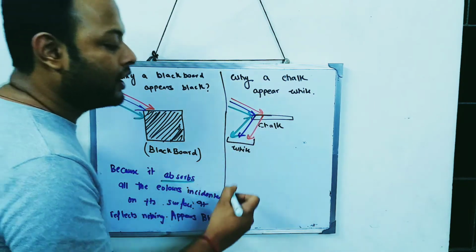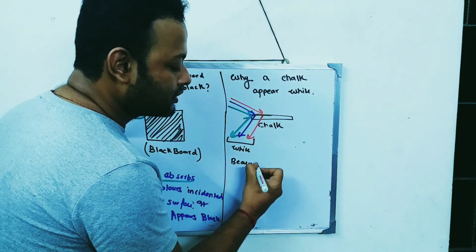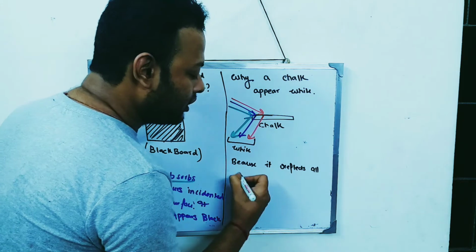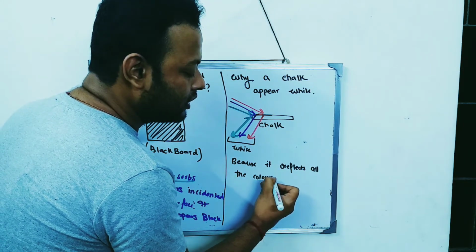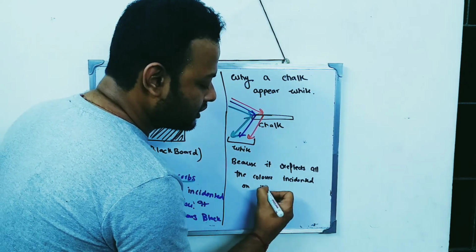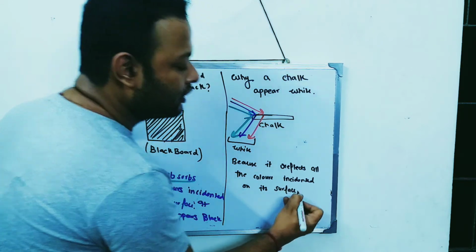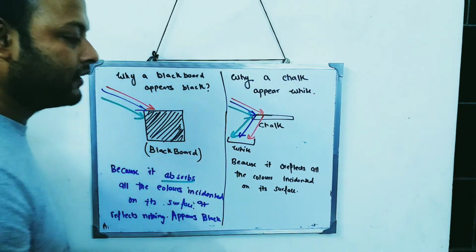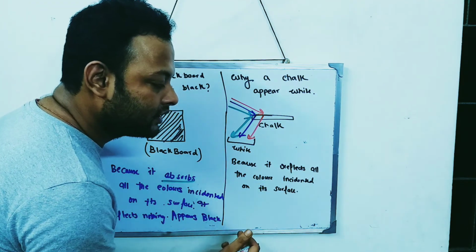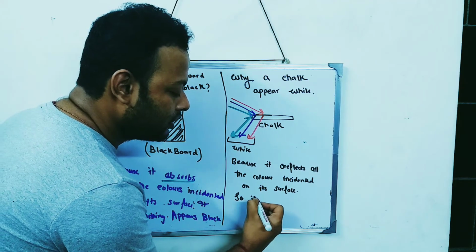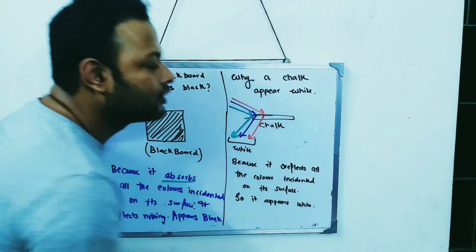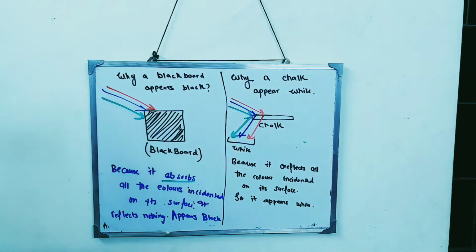So a chalk appears white because it reflects all the colors incident on its surface. When all the colors which are incident on the surface get reflected, as a result it appears white. So it reflects all the color incident on its surface, so it appears white to us. I hope you understood these two points.